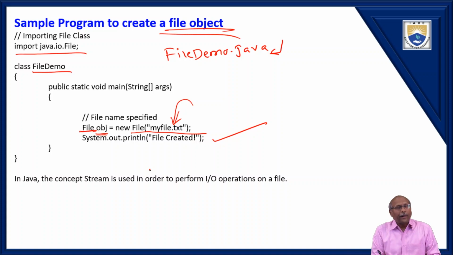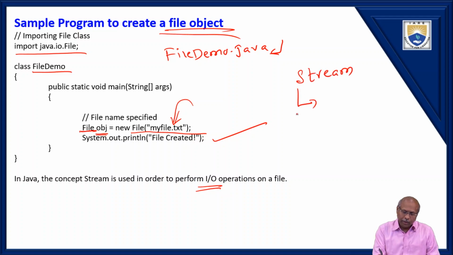Now once the file is created, then you can do some operation. What operation? Input and output operation. I think I told in the previous session, there are two types of streams. Byte stream as well as character streams. So you can choose either byte stream or you can choose character stream. Using byte stream, you can write byte by byte. Using character stream, you can write character by character. So please remember, for file handling, you have to choose one of the stream. What are the two streams? One is byte stream, second is character stream.